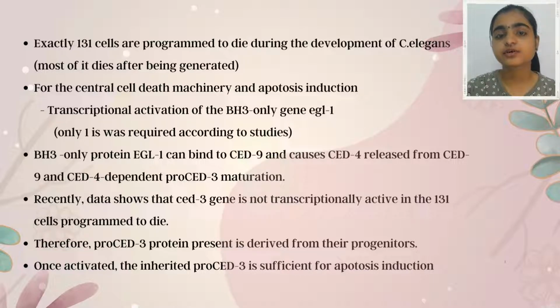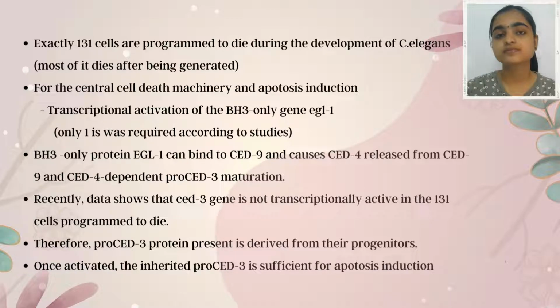Specifically, the BH3-only protein EGL1 can bind to CED9, thereby causing CED4 to be released from CED9 and CED4-dependent pro-CED3 maturation. Interestingly, recent data suggests that the CED3 gene is not actually transcriptionally active in most of the 131 cells that are programmed to die during development.